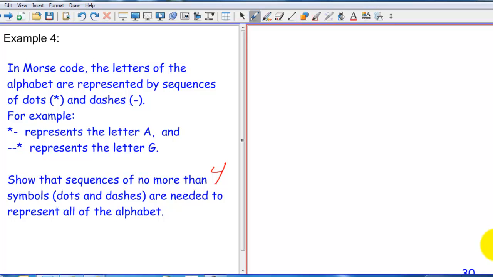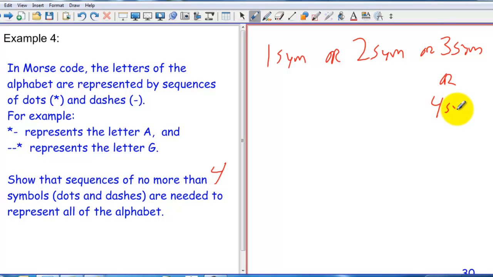Well, let's take a look at the cases we got here. It says no more than 4, so that means it could either be 1 symbol or 2 symbols or 3 symbols or 4 symbols. These are mutually exclusive events, so we can just add up the number we get in each. So let's start with the 1 symbol possibilities. That's either dash or dot.